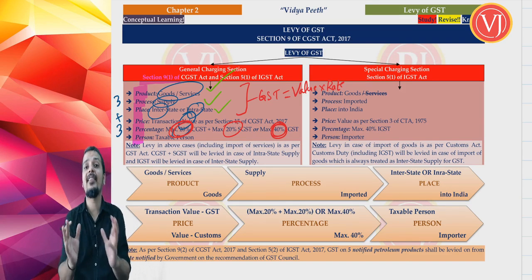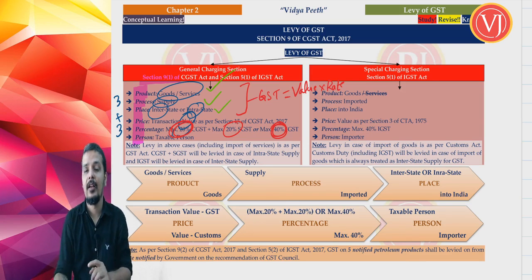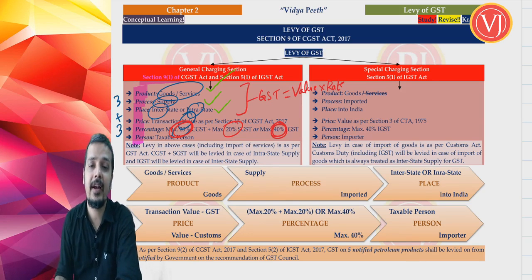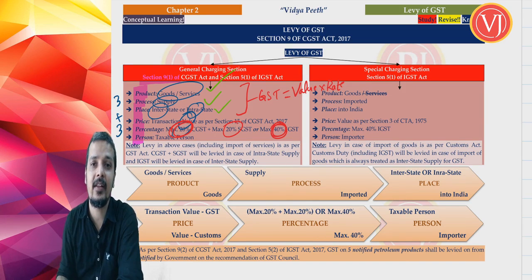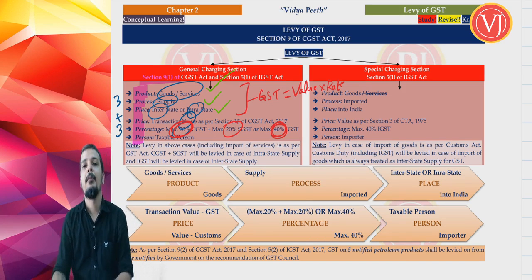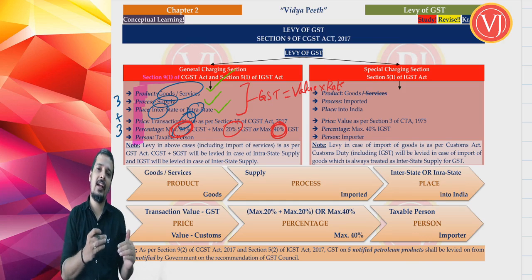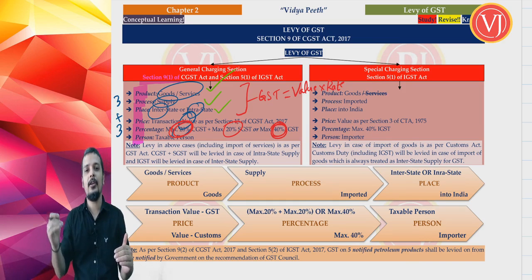What is the maximum rate which can be there in the IGST Act? It is 40%, my friends, not 28. What is the maximum rate that can be there in the CGST Act or SGST Act? Respectively, it is 20% and 20%. But what are the present rates as of now? 28, 18, 12, 5 and 0. If it is IGST, the rates will be the same: 28, 18, 12, 5 and 0.